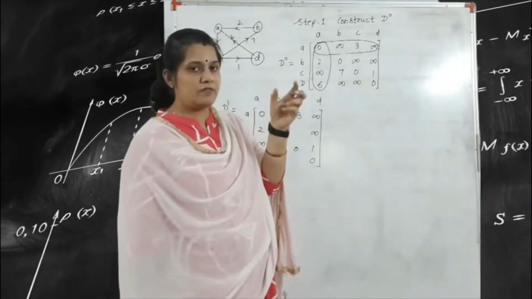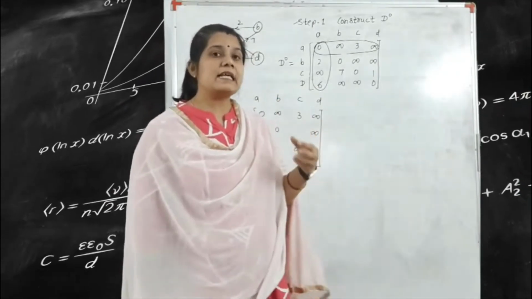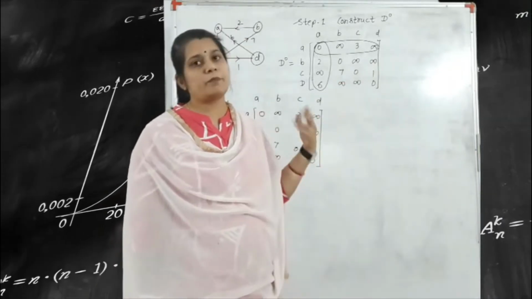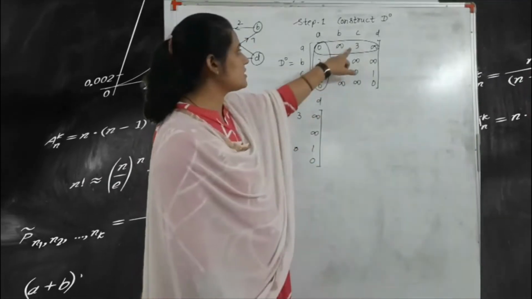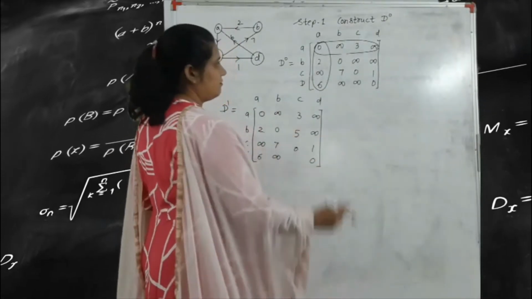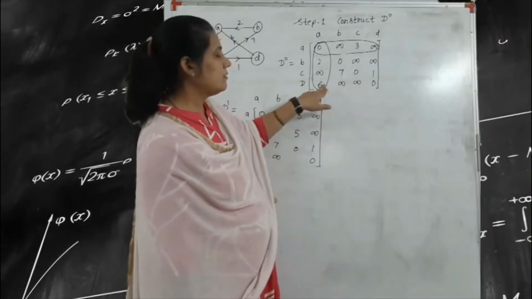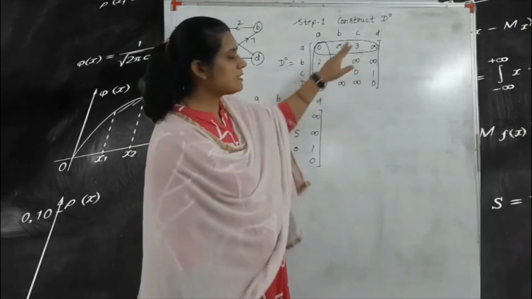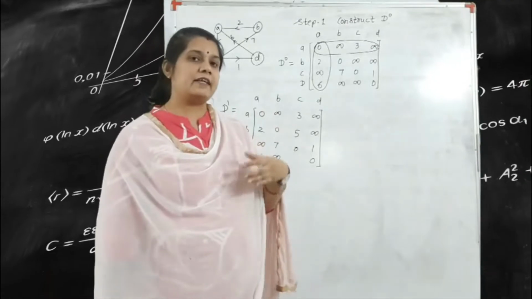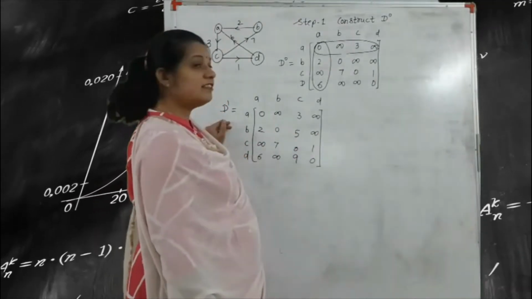So sum both values: 2 plus 3 is equal to 5. If your found value is less than the present value, you write the new value. Otherwise, you copy the previous value as it is. So 2 plus 3 is 5, and 5 is less than infinite, so we write 5. Got it? And the last is this infinite. Here you see the highlighted value 6 and here 3. 6 plus 3 is 9, and 9 is less than infinite, so we write 9. So here we find the D1.